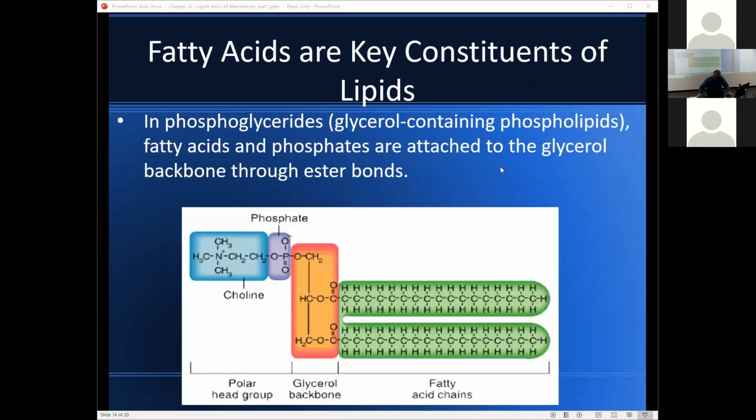Okay, and we're out of time, so I don't want to get into sphingolipids. We'll start sphingolipids on Wednesday.